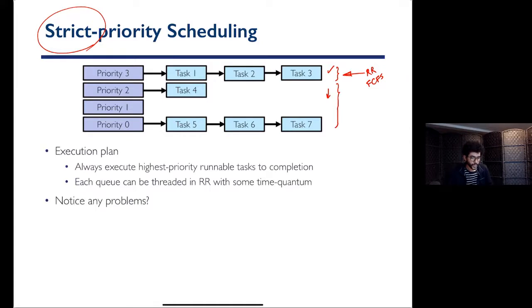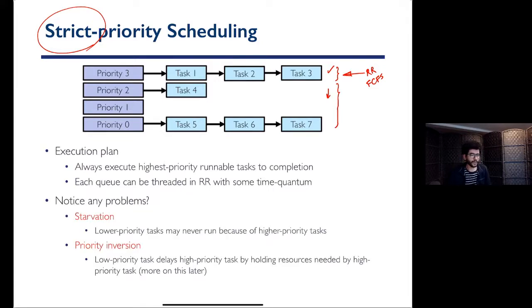Now, any problem with this? Well, obviously, this leads to starvation. So if I keep getting high priority tasks, I would never ever go to the low priority tasks, and they will get starved. So that's first. Second is that this could lead to priority inversion. So I kind of ignored this last time, but maybe I should explain what priority inversion is. So I'll try to shortly explain priority inversion.